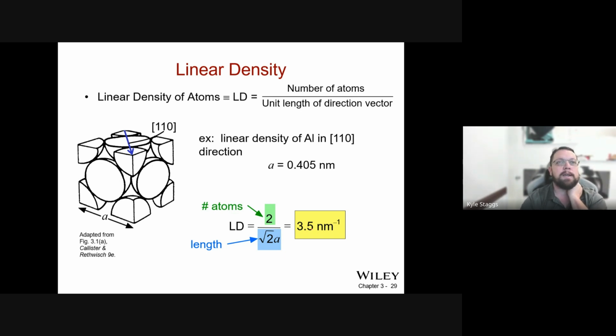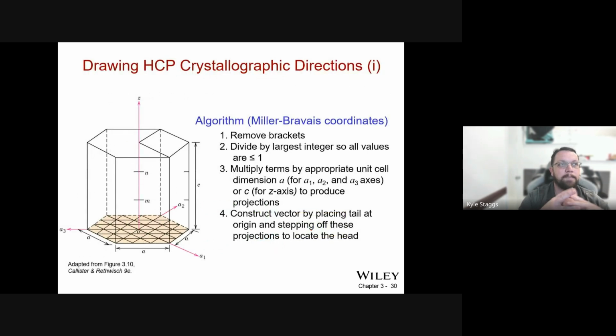That is an important number, but we're not really going to spend a lot of time dwelling on why. It's just an idea. It's 3.5 atoms per nanometer is what it's telling you. So inverse nanometers meaning per nanometer, 3.5 aluminum atoms per nanometer. So that's what the linear density is representing.